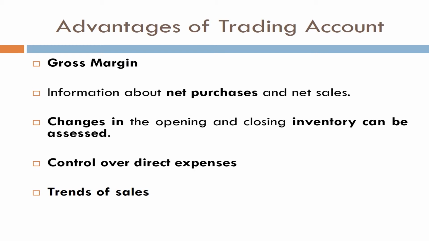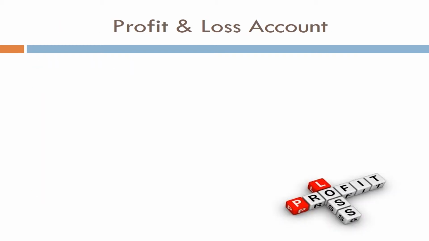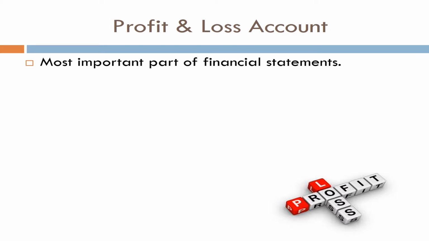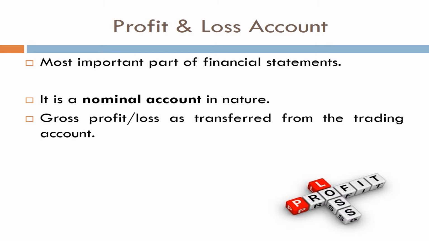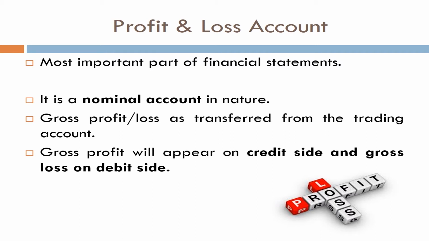Moving on to the next account, that is profit and loss account. Profit and loss account is the most important part of financial statements of any business concern. It is a nominal account in nature. The first item in P&L account is the gross profit or loss as transferred from trading account. The gross profit will appear on the credit side of the P&L account, and if there is gross loss, then it will be placed on the debit side of P&L account.